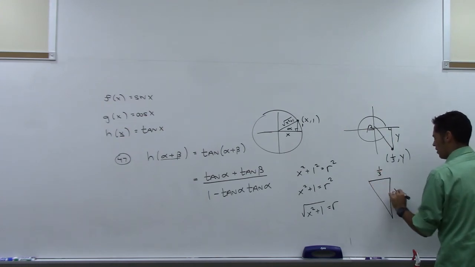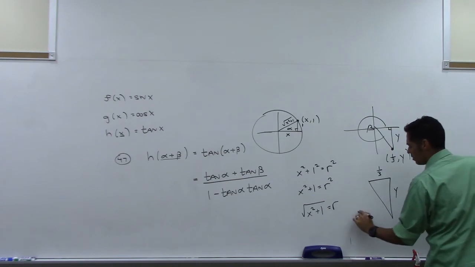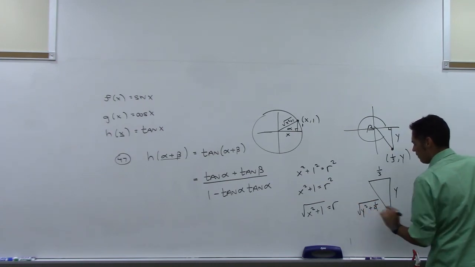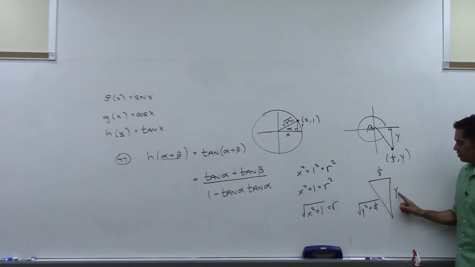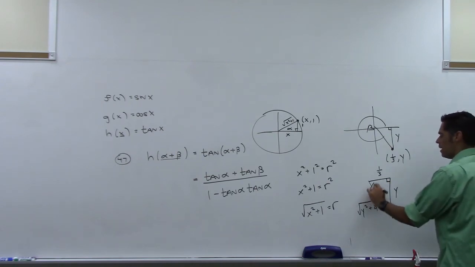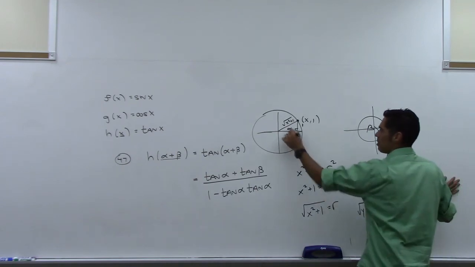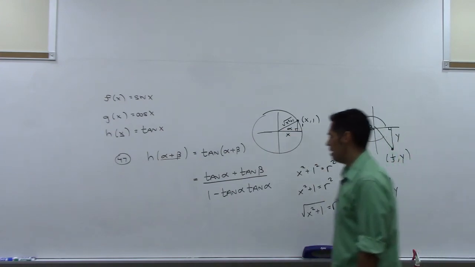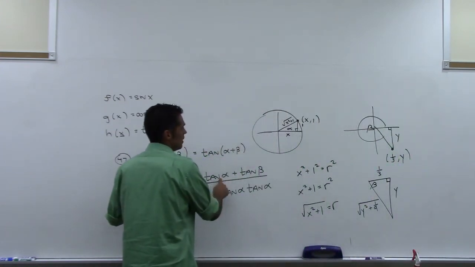1/3 here, and we know this is y. So this side is the square root of y squared plus 1/9. So we're taking these two, squaring them, adding them together, and then we take the square root. So there's our triangle here. This is our beta, and then this was our alpha. So what is tangent of alpha?